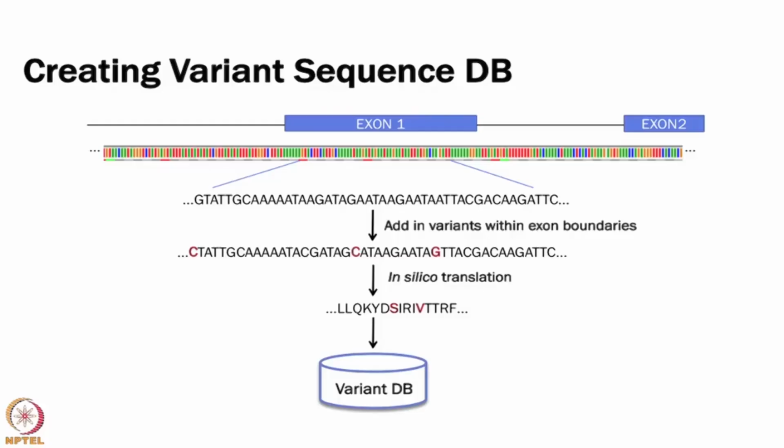I'm going to walk you through doing this by hand, even though we now have tools to do this, but I think it's good to do these things by hand sometimes. So what you have is your reference genome, so this would be HG38 or HG19. And you have the sequence, you add your variants into the sequence within these exon boundaries. You do an in silico translation, and you throw these into your database, and then you can actually search against your database to find them in your mass spec data.